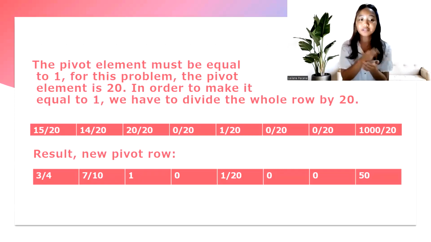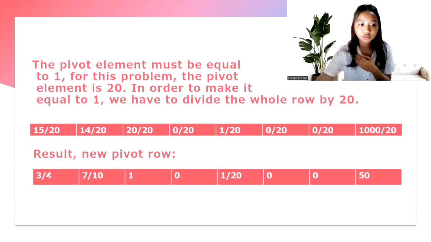So 15 divided by 20, that is 3/4. 14 divided by 20, that is 7/10. 20 divided by 20, we have now 1. 0 divided by 20, of course, 0. 1 divided by 20 is equal to 1/20. 0 divided by 20 is equal to 0. 0 divided by 20 is equal to 0. And 1,000 divided by 20, we have 50.